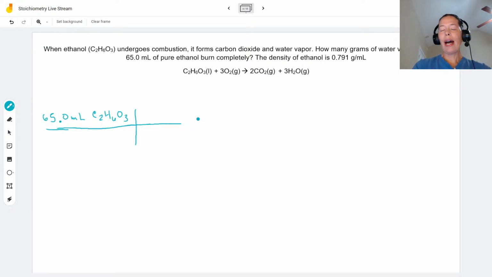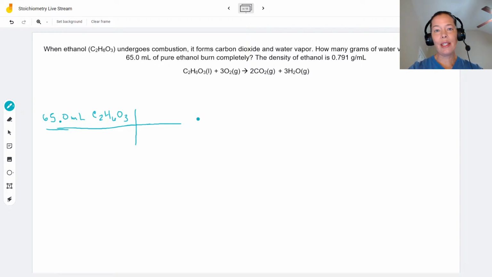Okay, so I know that I'm going to use my mole ratio at some point because I've got to switch over from ethanol to water vapor. So here is where I start to work a little bit backwards from that. I know I want to eventually get to moles of ethanol. I've got to get to that to use my mole ratio.